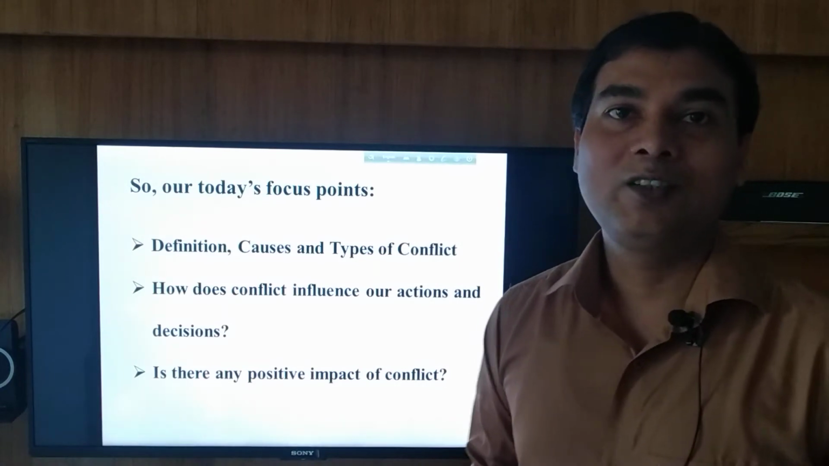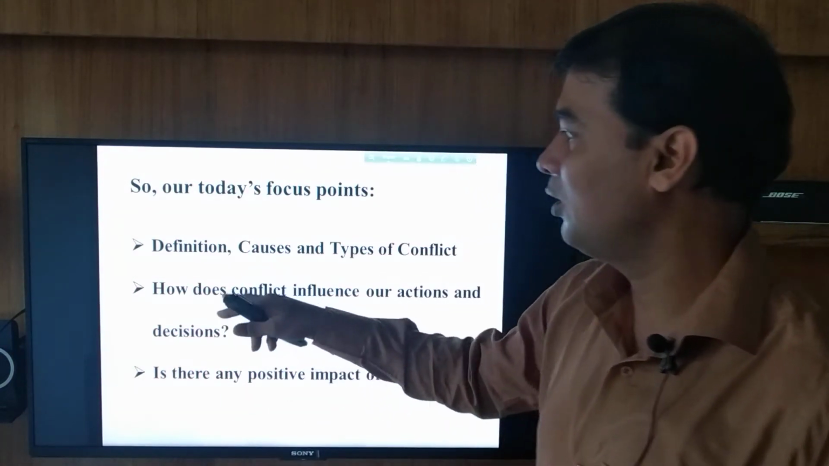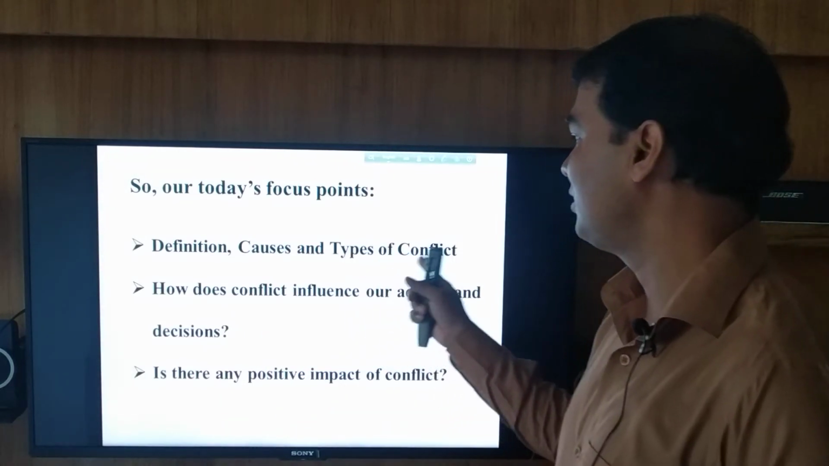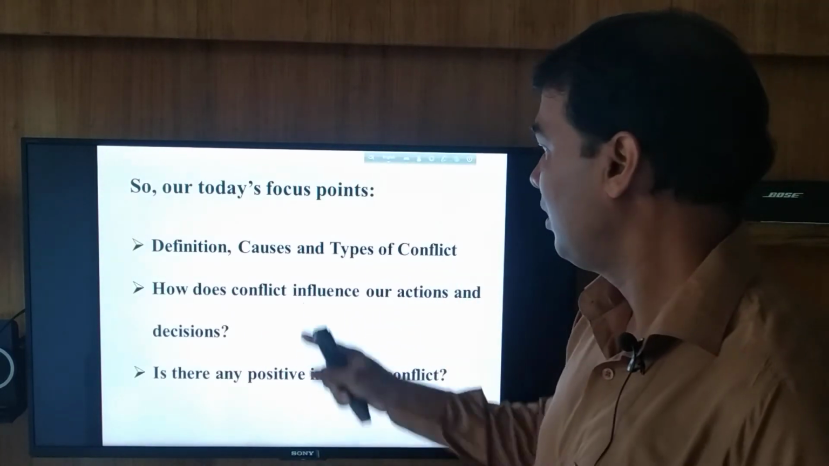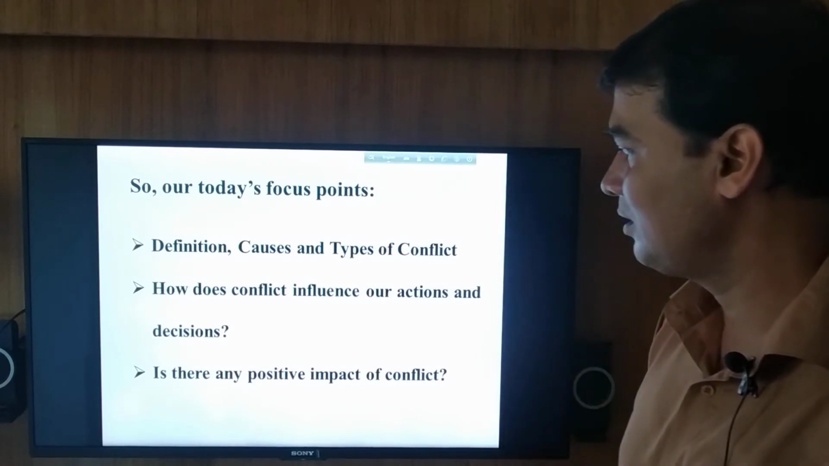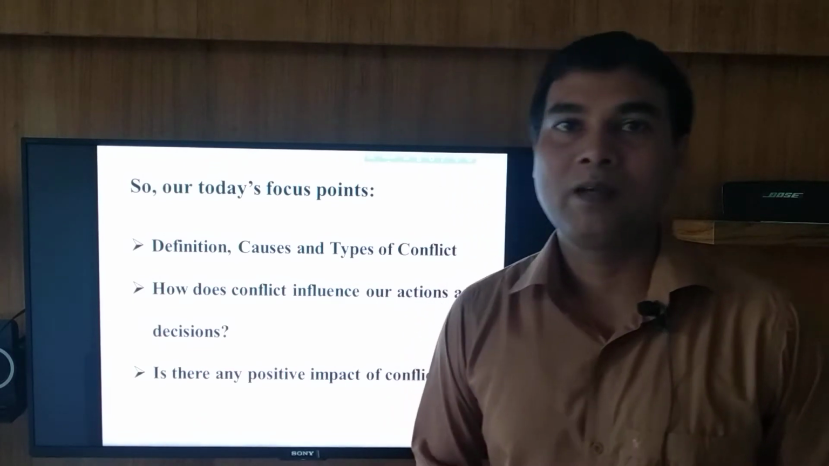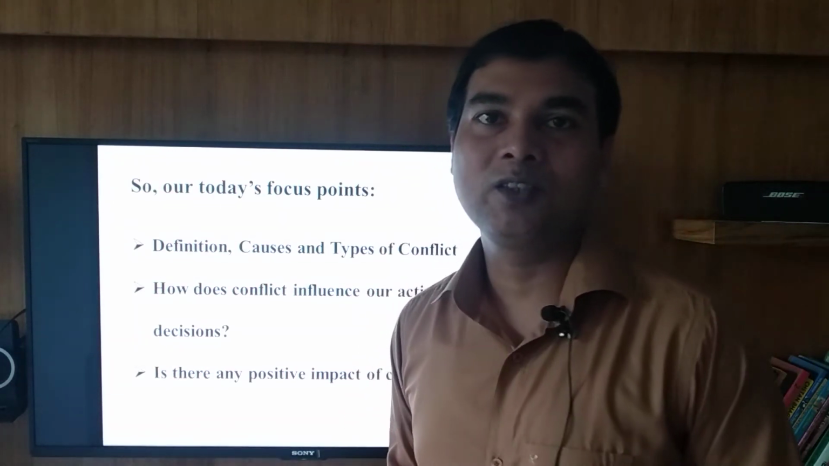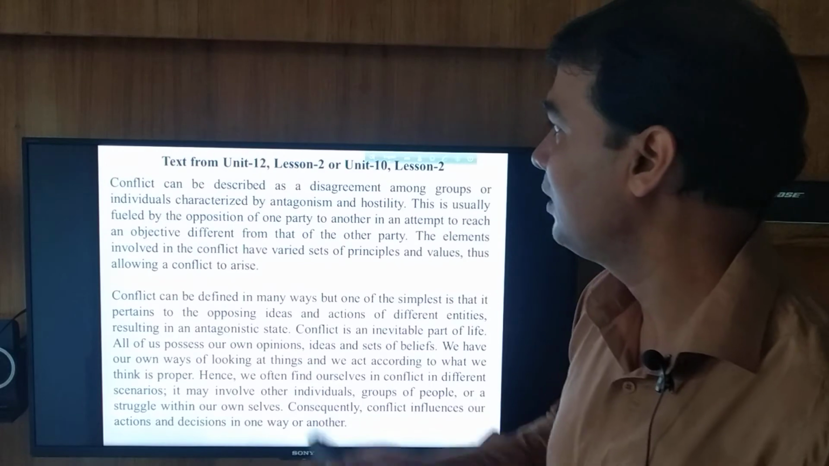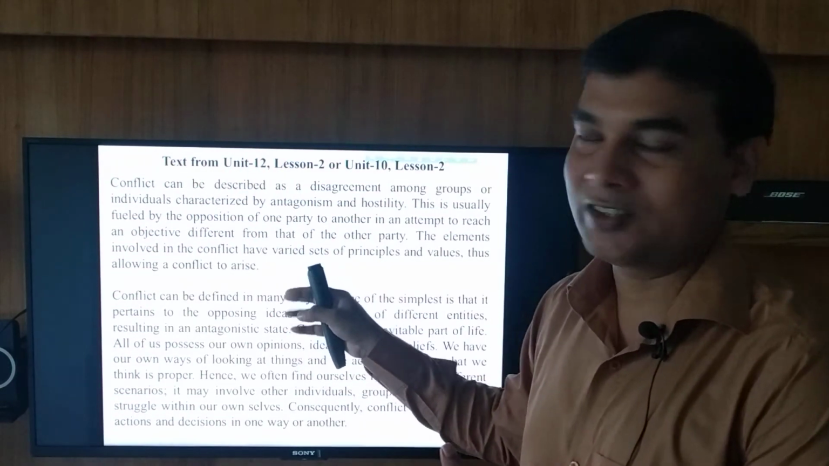So in today's discussion, I shall talk mainly about the definition, causes and types of conflict. How does conflict influence our actions and decisions? Is there any positive impact of conflict? Okay, let's start our session from the text. This is from the text.